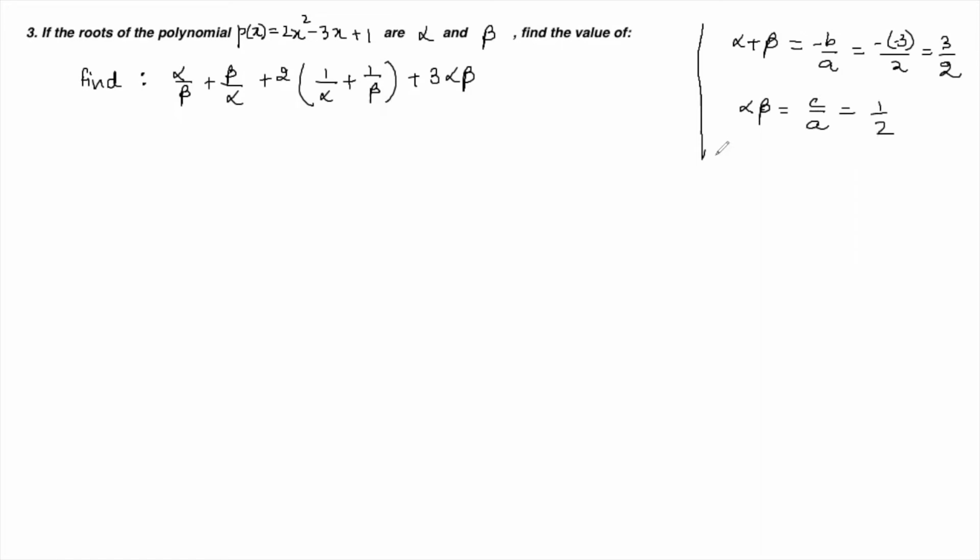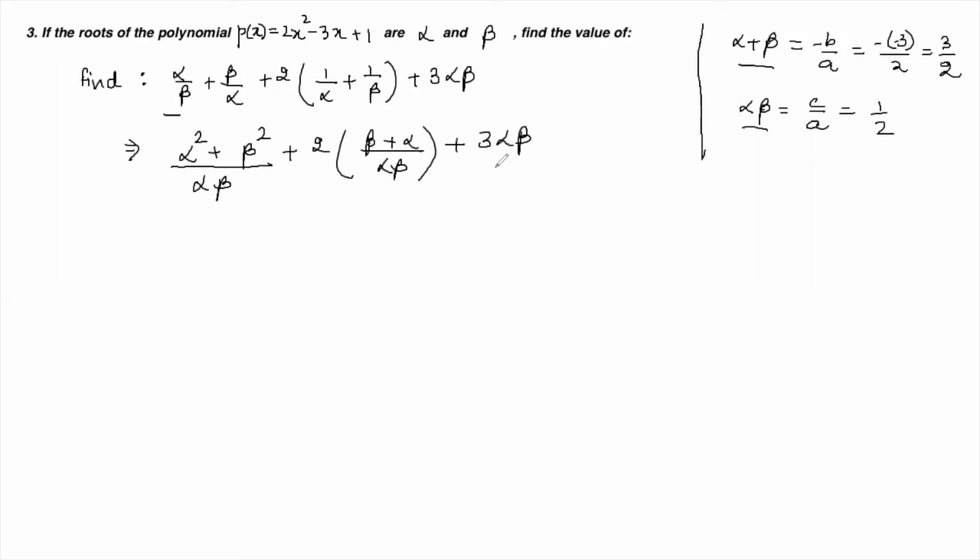Hope this is clear to you all. We have already discussed this in the previous videos. Now what we need to do is convert this expression into the form of alpha plus beta and alpha beta. How will we do it? I can take the LCM here. It would be alpha beta, alpha squared plus beta squared, plus 2 times beta plus alpha, and plus 3 alpha beta.